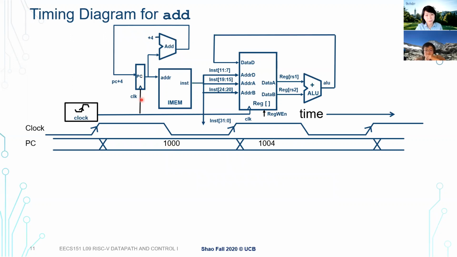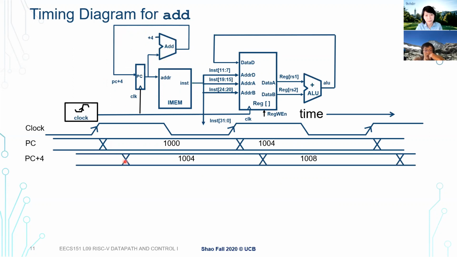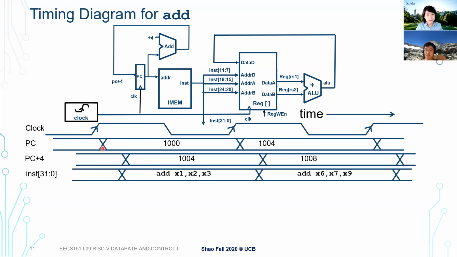After we sample the program counter after the clock tick, we can do two things. One is reading the instruction from the instruction memory, and the other is calculating the next program counter, PC plus 4. After a certain delay, basically the adder delay, our PC plus 4, the next PC, is updated. And also after a certain delay, we see the instruction from our instruction memory. Here we're just using assembly, but this should be the 32-bit vector that we saw earlier.